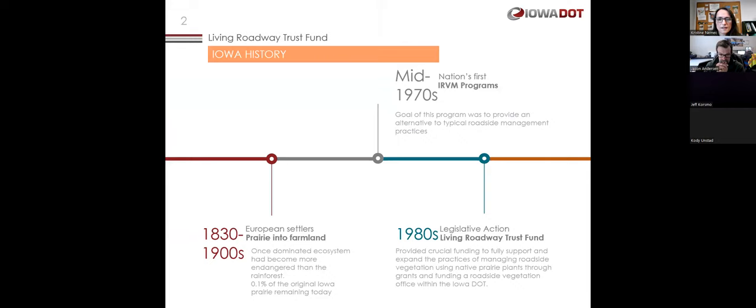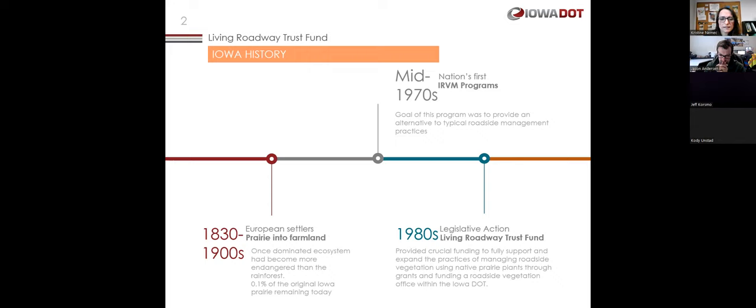To start with, I'm going to cover a little bit of Iowa history that led to the creation of the Living Roadway Trust Fund. A lot of you are probably familiar with this, but between 1830 and 1900, the prairie underwent one of the most drastic land transformations in human history. Using the steel plow, European settlers steadily converted the North American prairie into farmland. This conversion was even more pronounced in Iowa, where 80% of the land cover had been prairie. And today, approximately 0.1% of that original prairie remains in Iowa.